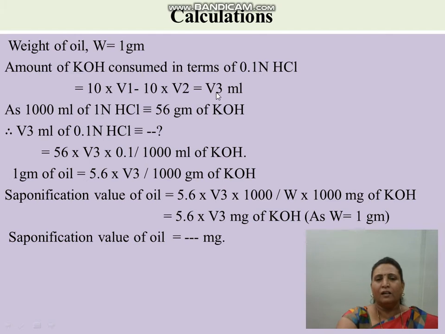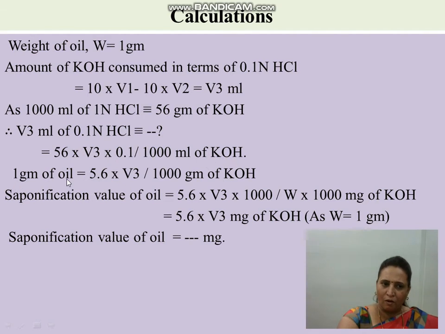by using this formula V3, that is the ml of KOH required for saponification of oil, as 1000 ml of 1 normal HCl corresponds to 56 gram of KOH. That means this much volume, 1000 ml, and this much normality of HCl is required to react with 56 gram of KOH. Then V3, which is obtained from this formula for oil, V3 ml of 0.1 normal HCl corresponds to how much gram of KOH. Here we calculate indirectly.